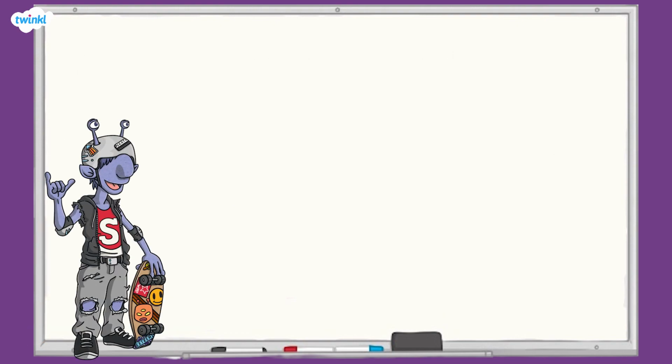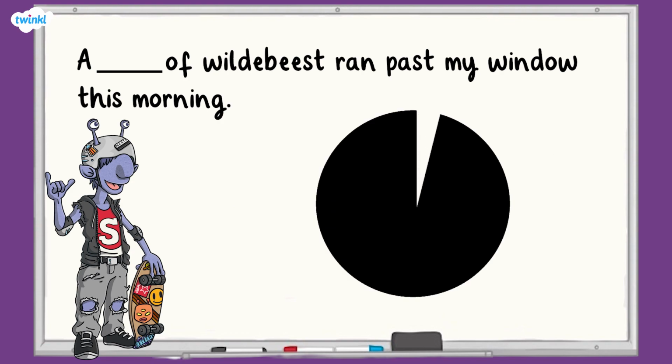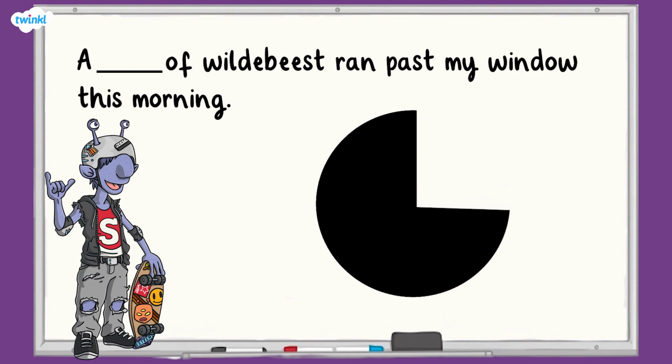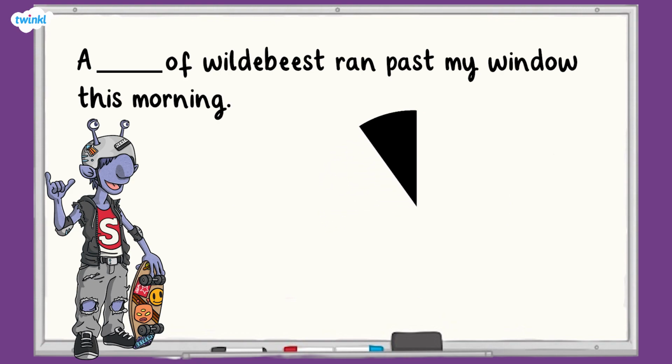The word is herd. A herd of wildebeest ran past my window this morning. The word is herd. Herd is spelt H-E-R-D.